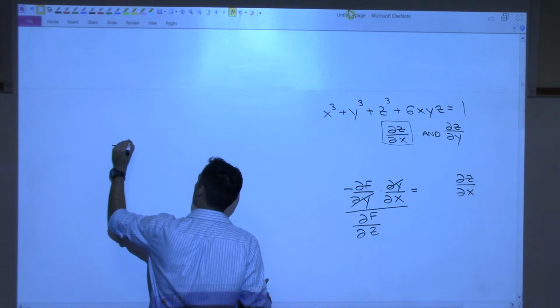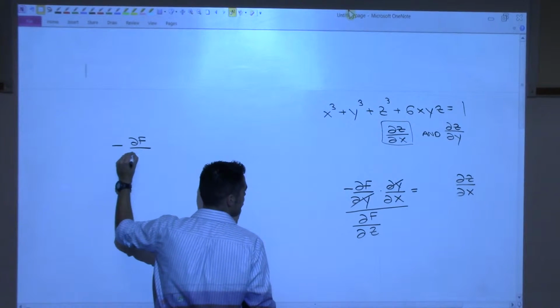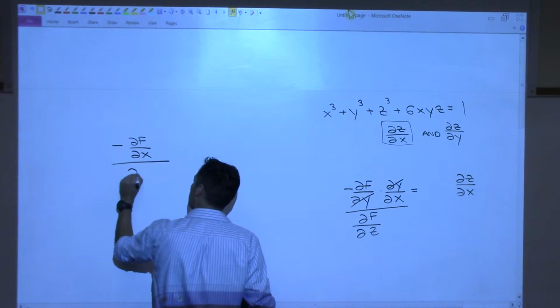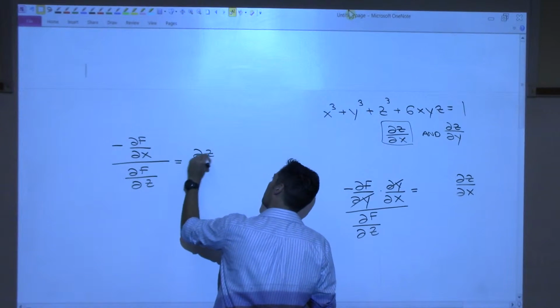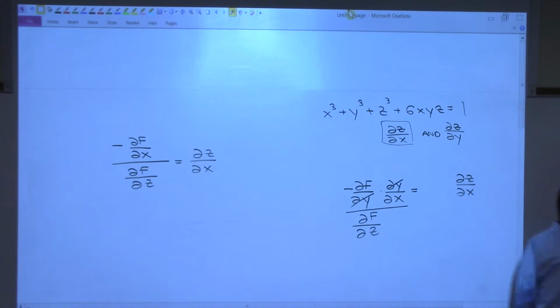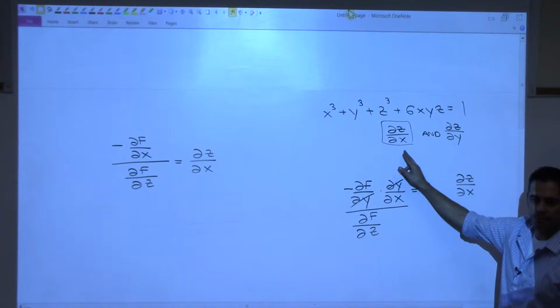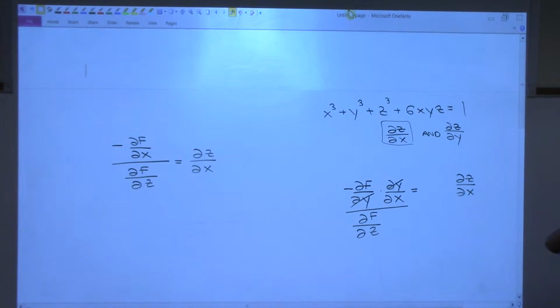On the top we have negative partial f with respect to x over partial f with respect to z. That equals partial z with respect to x. Let me just double check that I got that. Okay, perfect. So that's a formula for this. Box that up. That should be something you have copied down somewhere. It's in the book also.